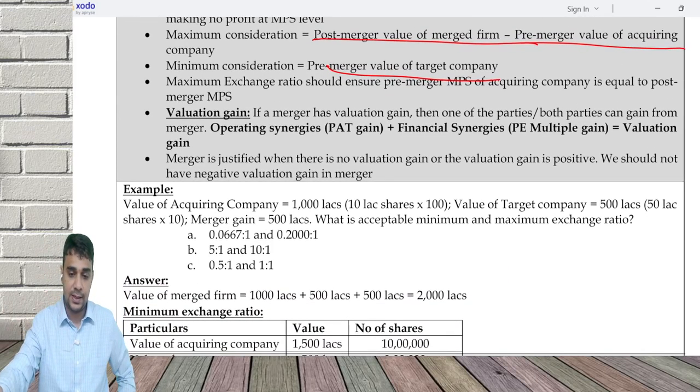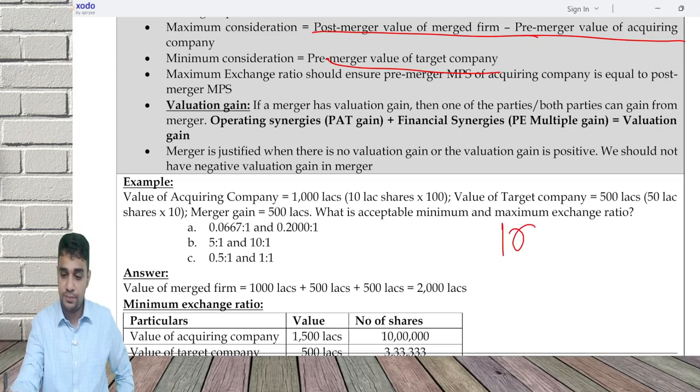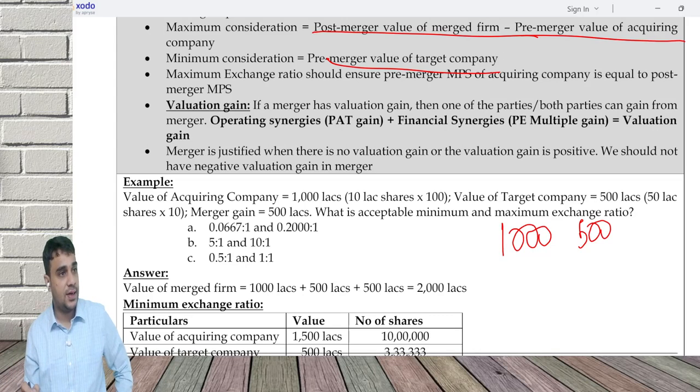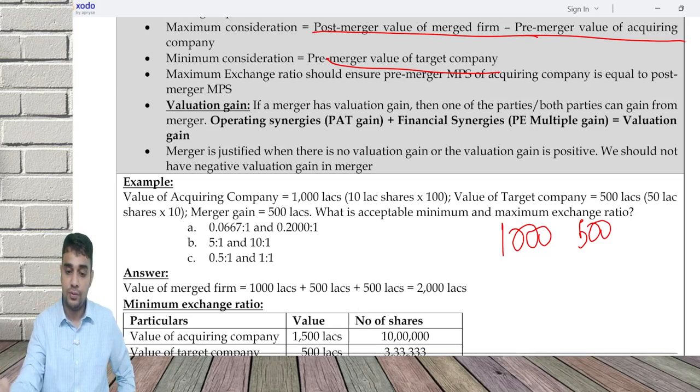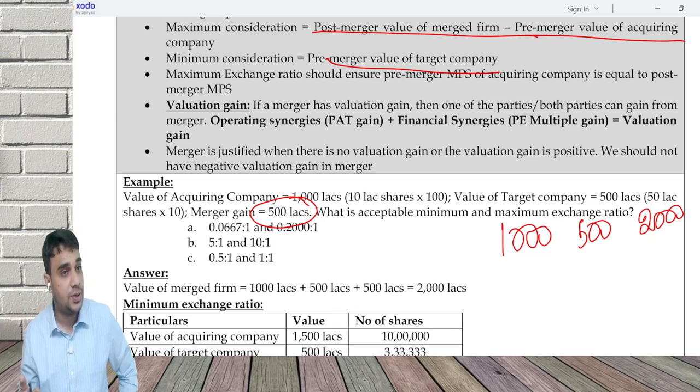Let's understand with an example. Value of acquiring company 1,000 lakh. Value of target company 500 lakh. So I am at 1,000, these guys are at 500. Put together, where are we ending? 2,000. There's a merger gain. They're asking what is the acceptable minimum exchange ratio and maximum exchange ratio.